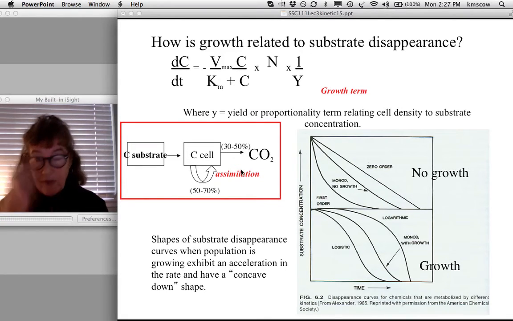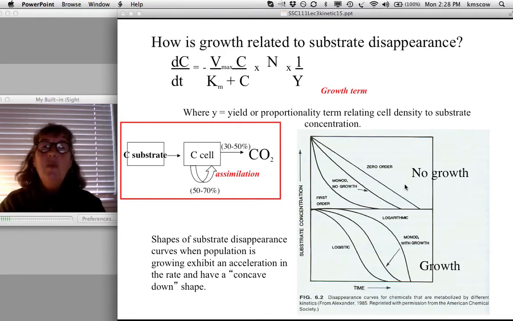Okay, sorry for that tangent, but going back now to what is the relationship between substrate disappearance and growth? And you can see here's our friend, the Michaelis-Menten equation. So we're looking at change in concentration over time. And remember I said it's on a per cell basis or on a biomass basis, so that's shown here by the N, right? Cell density and our growth kinetics. So here's our Michaelis-Menten times our population density times that yield term, that 1 over Y, which is that proportionality term related to this box that converts how much of the substrate going in goes into the cell.